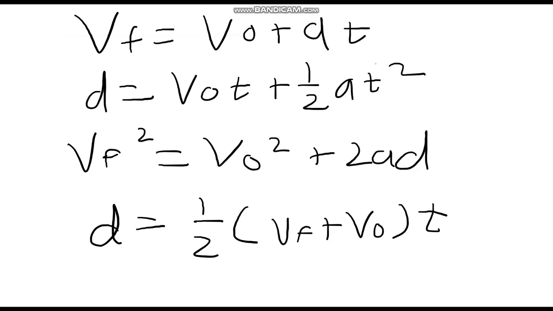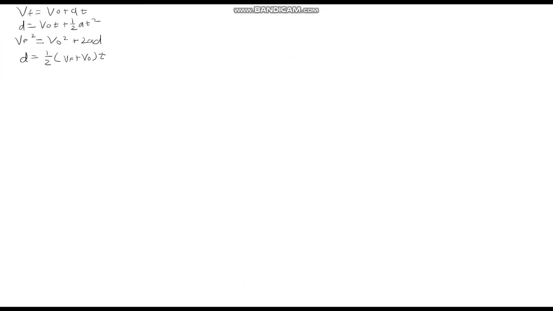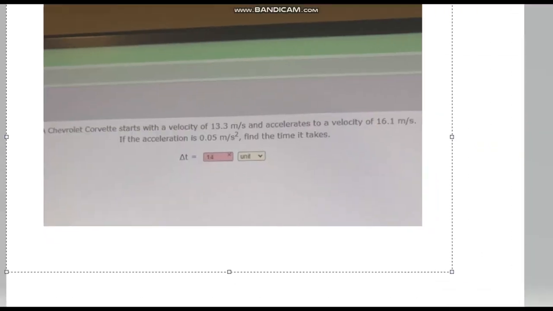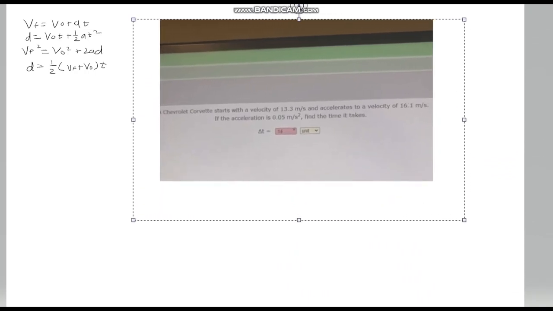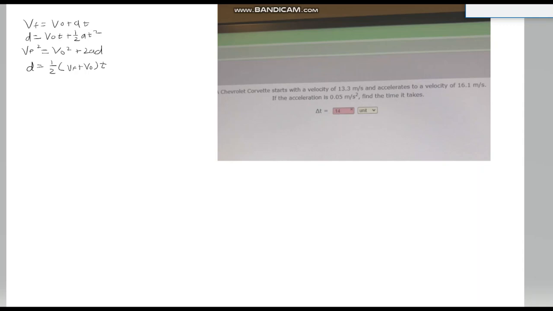I'm going to start with the first problem right now. I'm going to just make this super small in the corner. Here is the first problem. A Chevrolet Corvette starts with a velocity of 13.3 meters per second and accelerates to a velocity of 16.1 meters per second. The acceleration is 0.05 meters per second squared. Find the time it takes.